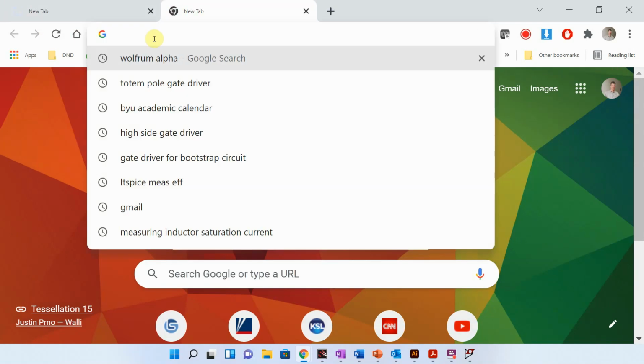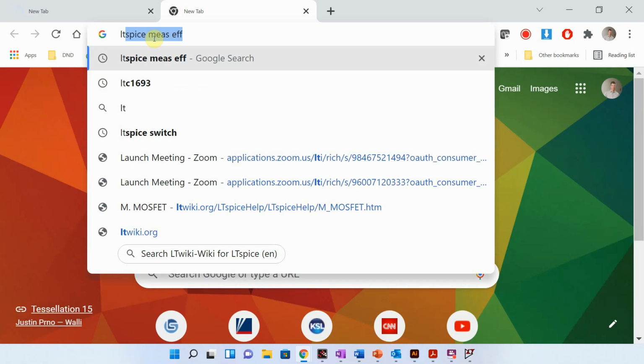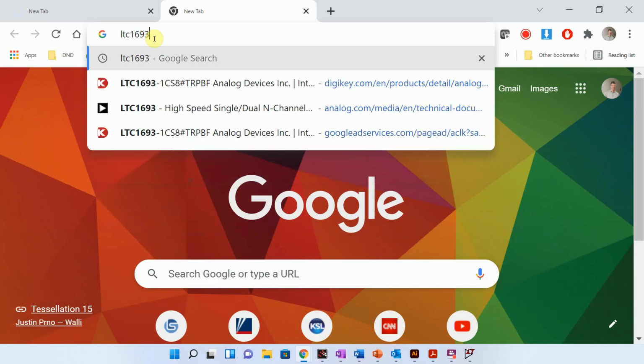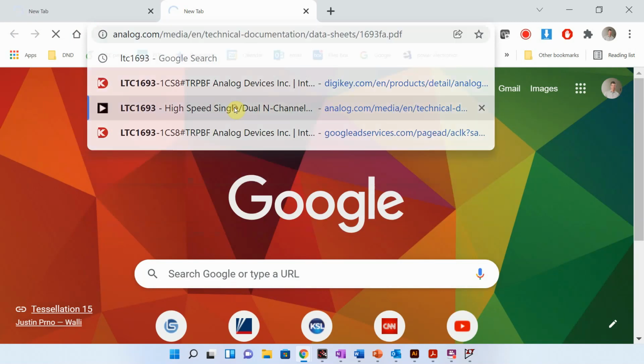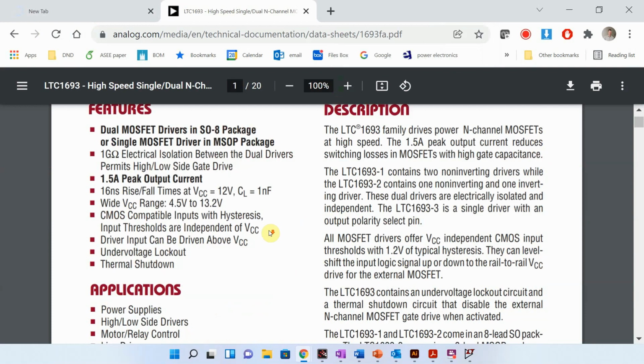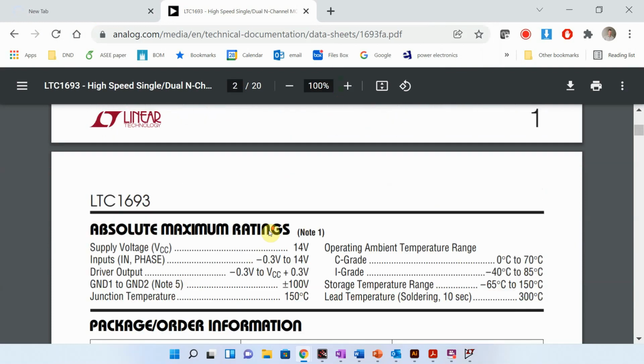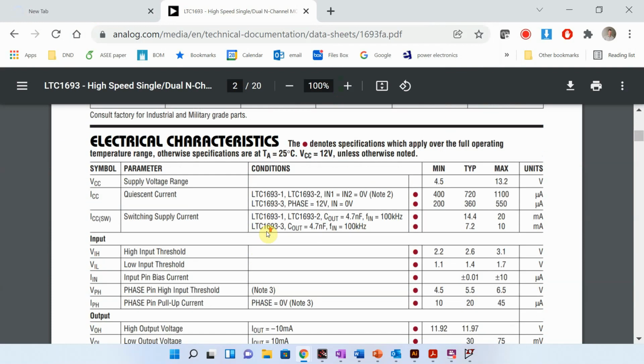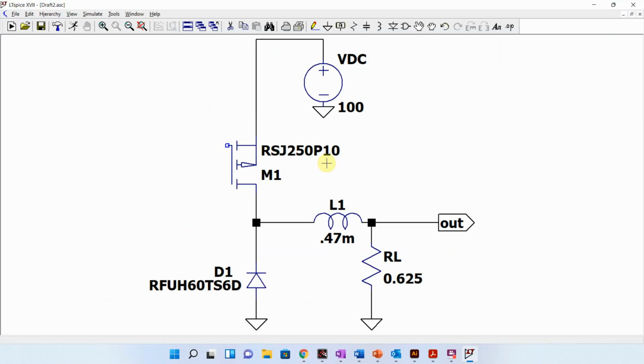Well, that didn't seem to work. LTC. Okay, and so we look at this, and we're looking at the maximum values. You see that the maximum supply voltage that it can take is 13 volts. So that's not going to work for this because we're trying to switch to 100 volts.